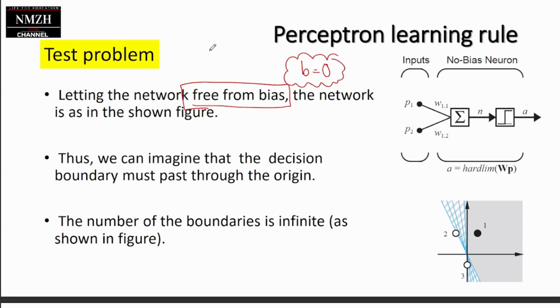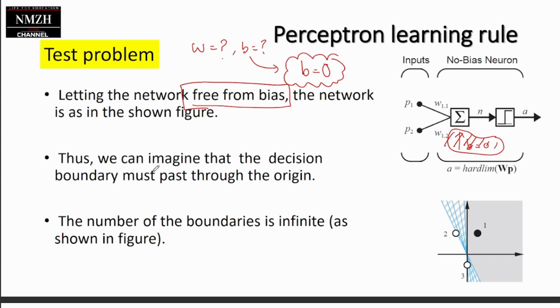Since we have the input and target given, we might find this and this, right? But this is obviously 0, so the network is as shown in the figure. We don't need the b over here because nothing changes for this statement. We don't have any b. So we can imagine that the decision boundary must pass through the origin.